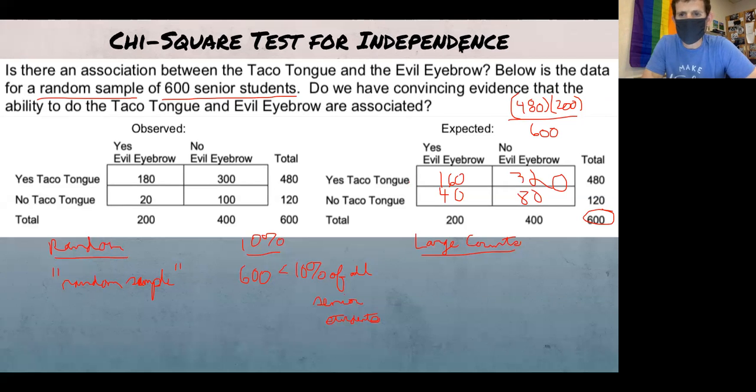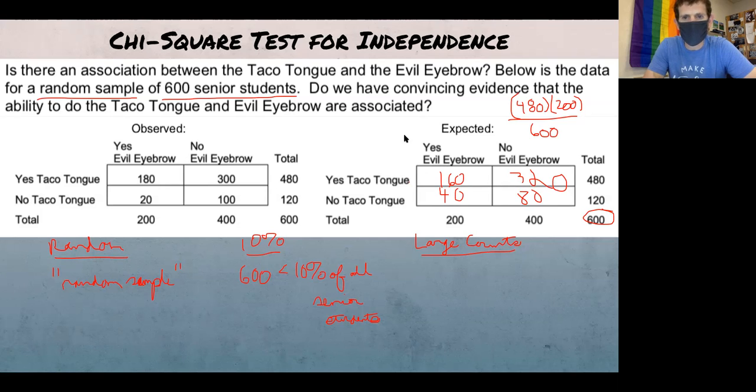I wanted to point something out. With this process for finding expected values, what we're doing is creating a perfectly independent distribution. Because now the probability of being able to do evil eyebrow is 200 out of 600. That's 1/3. Now the probability of being able to do evil eyebrow, given that someone can do taco tongue, is 160 out of 480. That is exactly 1/3. So by doing these expected counts, we are creating a perfectly independent distribution. And from here, we can draw comparisons.